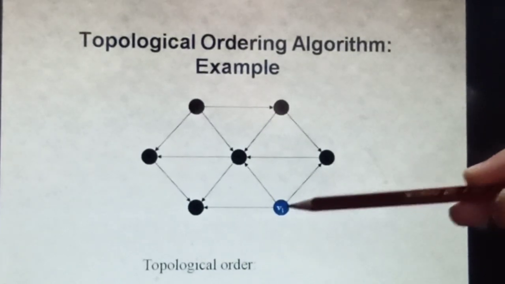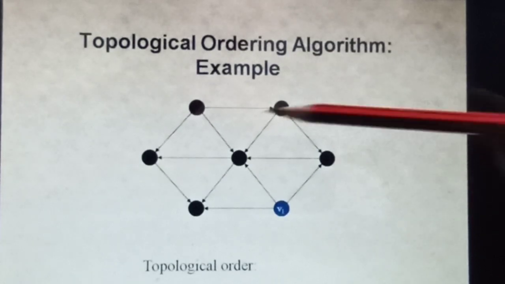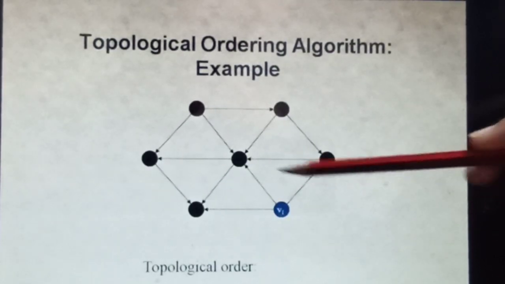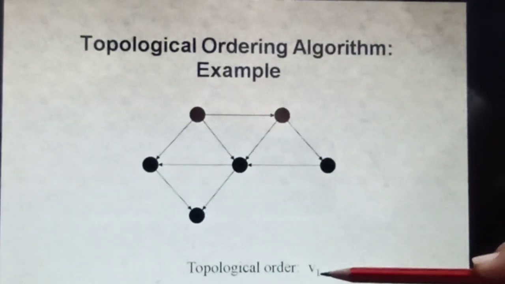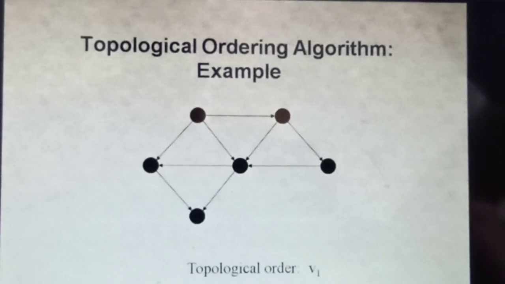I have marked this vertex as V1 here. Now what we will do here? We will delete this vertex along with all its outgoing edges. So it will look this way, if you see. And we have marked this in the sequence as V1 here.